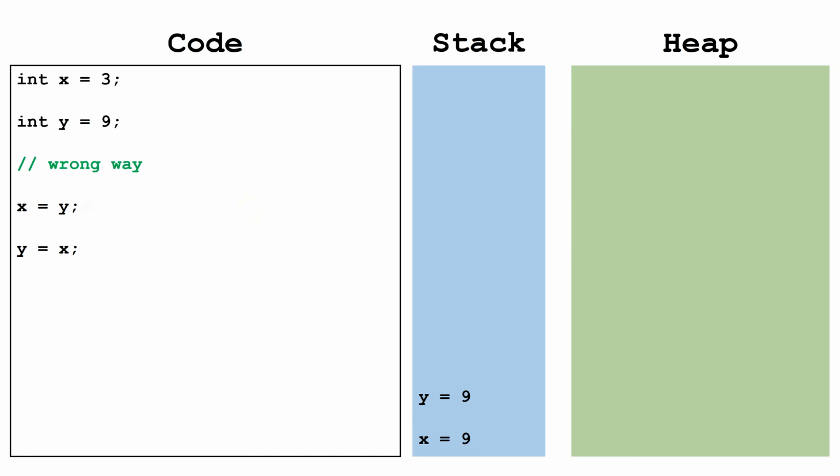Now let's look at the right way. We start by creating a temp variable and copying the value of x into the temp variable. Next, we copy the value of y into the variable x. Finally, we copy the value of temp into the variable y. Now the values are switched. y is 3, x is 9, compared to the other way around when we started.